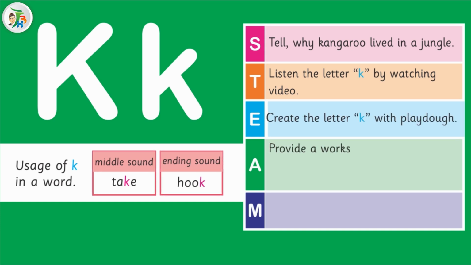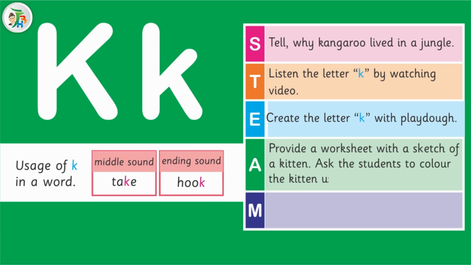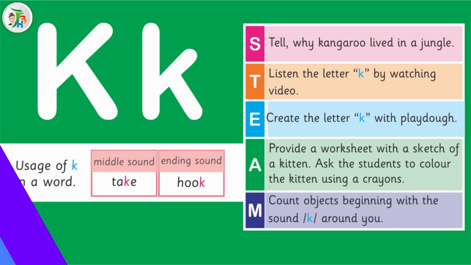A. Provide a worksheet with a sketch of a kitten. Ask the students to color the kitten using crayons. M. Count objects beginning with the sound K around you.